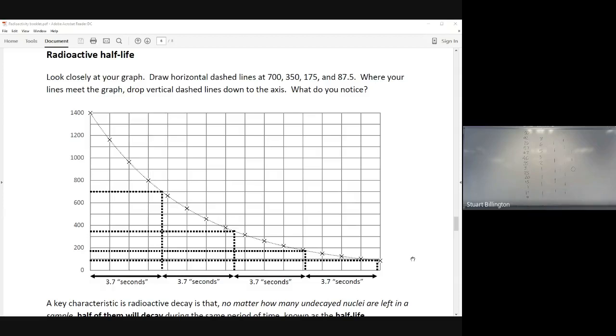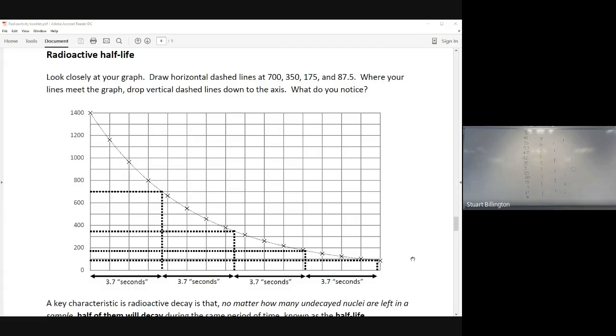But take a look at the dashed lines that I've put on the graph. Let me explain what those are. Let's just notice that we begin with 1,400 dice on this graph, 1,400 atoms, nuclei that are radioactive that have a 1 in 6 chance of decaying. Let's ask ourselves, how long does it take, not for all of them to go away, because we can't say that for sure, but how long does it take for half of them to go away?